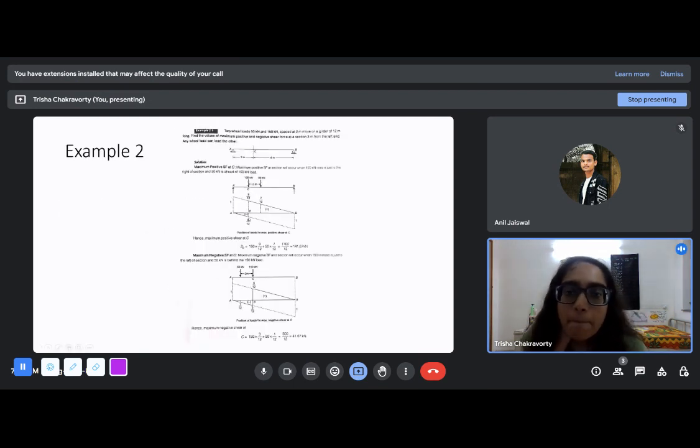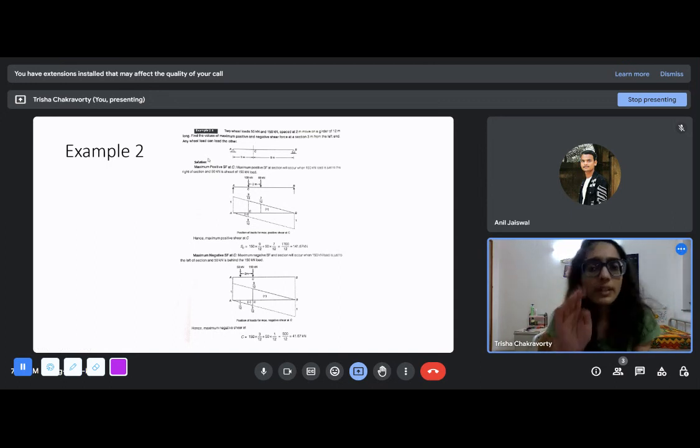This is another example. Two wheel loads, 50 kilonewton and 150 kilonewton, spaced at 2 meters, move on this girder. Girder is also a name for a steel beam. So this is a simply supported beam of 12 meters. Find the values of maximum positive and negative shear force at a section 3 meters from the left end. Any wheel load can lead the other. That means 150 can be on this side, 50 can be on that side.